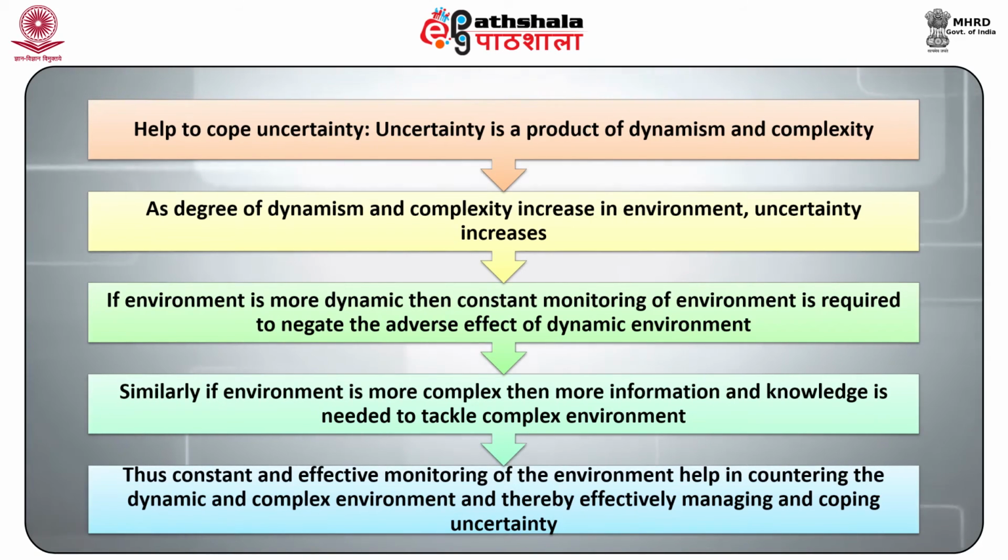Number 3, help to cope uncertainty. Uncertainty is a product of dynamism and complexity. As degree of dynamism and complexity increase in environment, uncertainty increases. If environment is more dynamic, then constant monitoring of environment is required to negate the adverse effects of dynamic environment.